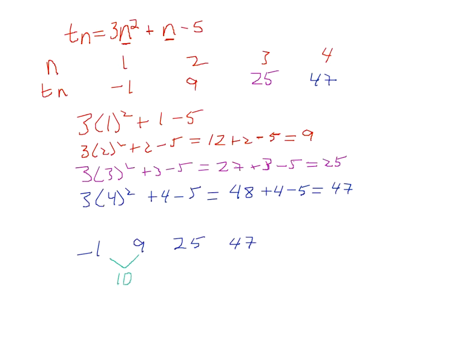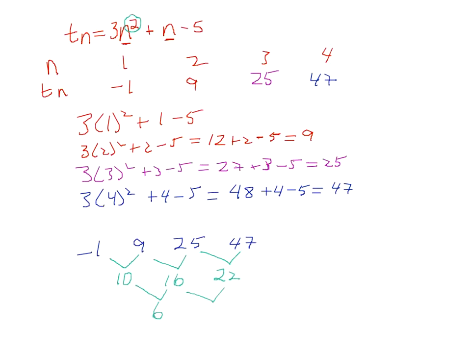9 subtract negative 1 is 10. 25 subtract 9 is 16. 47 subtract 25 is 22. Obviously this isn't common. I wasn't expecting it to be common. This squared is going to tell me that the common difference is not on the first level.